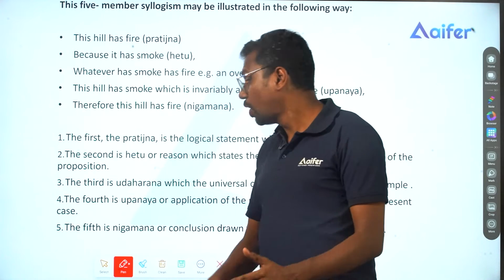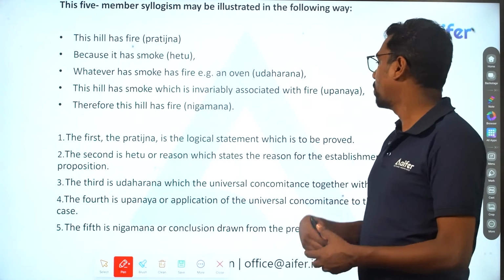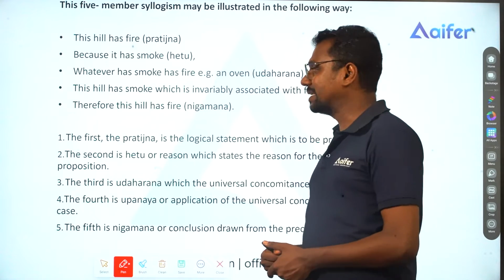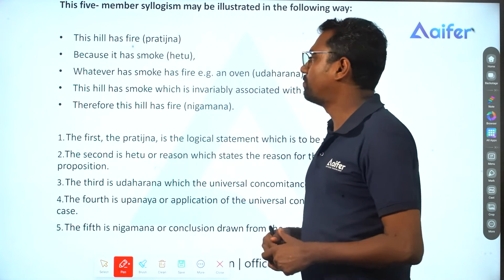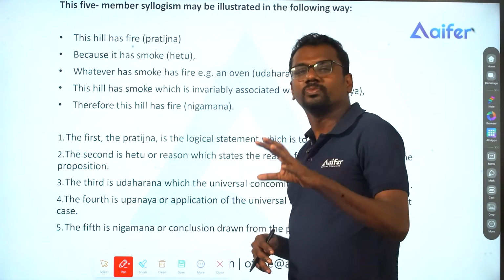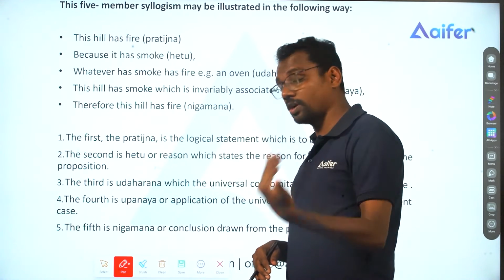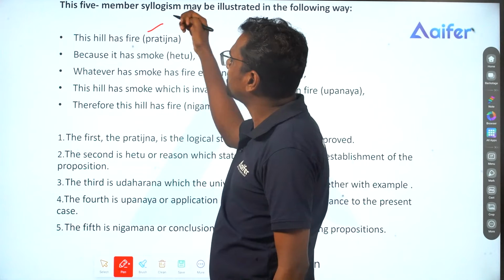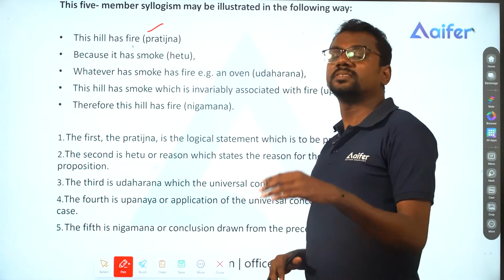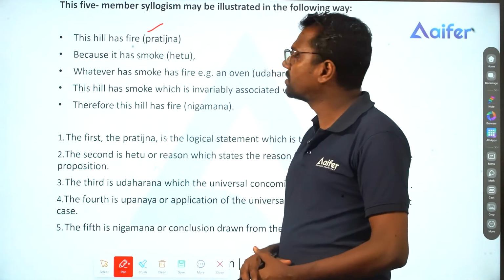Let's try to understand what is Pratigna, what is Hetu, what is Udaharana, what is Upanaya, and what is Nigamana. First of all, we will be taking the same example. There is smoke on the hill, from which we conclude that there is fire on the hill. The Pratigna will be the first statement, this hill has fire. It's just a statement, like a hypothesis.